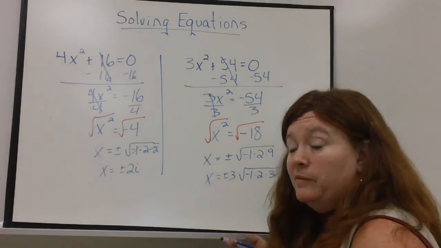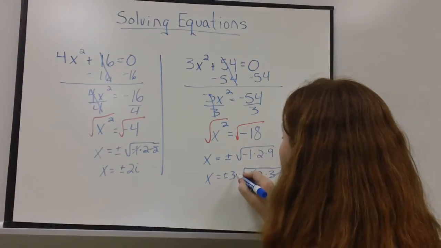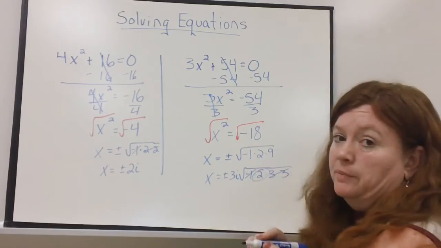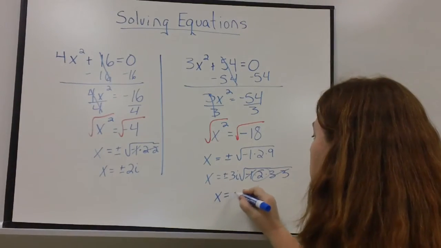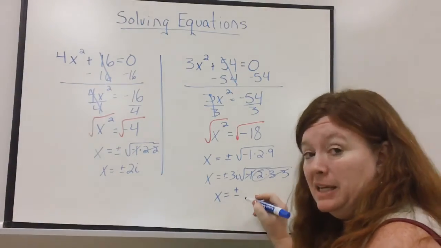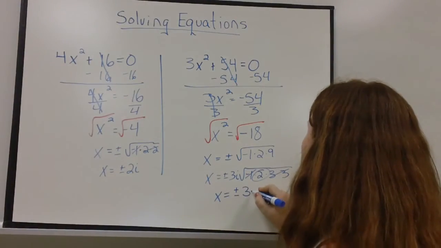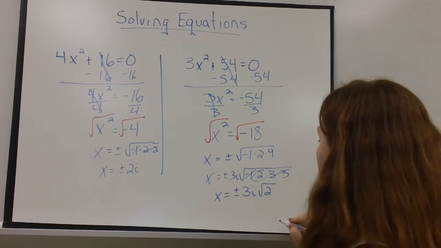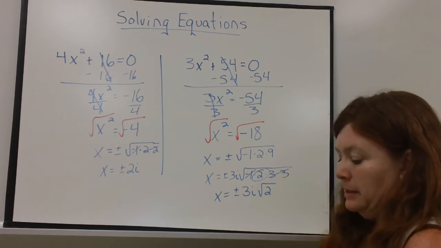I also have a square root of negative 1, which is an i on the outside, and I have a 2 left over. So my final answer is plus or minus. That means I have both a positive answer and a negative answer of 3i times the square root of 2. There we go. All right?